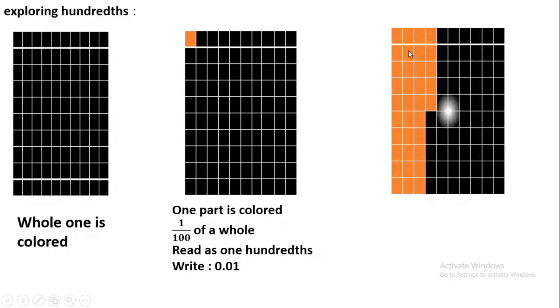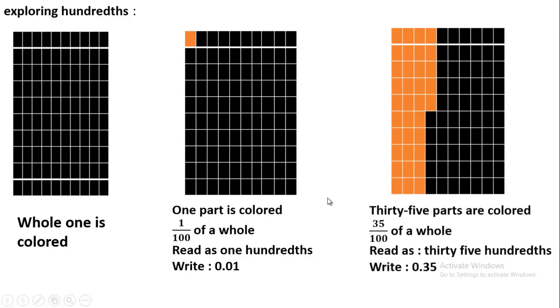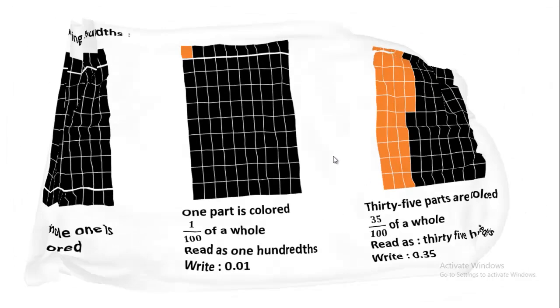If we have 10, 20, 30, and 5 more, 35 parts colored, so we have 35 over what is the total number of equal parts? It's 100. So we have 35 over 100, 35 hundredths, written as 0.35.